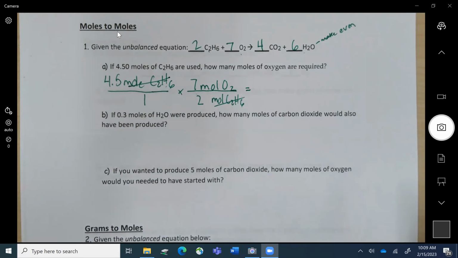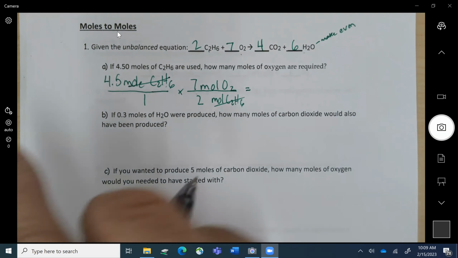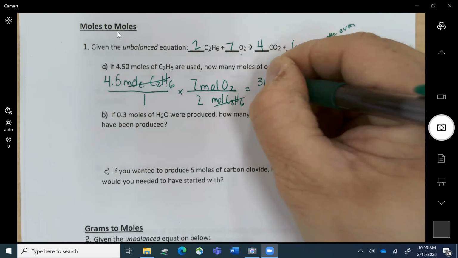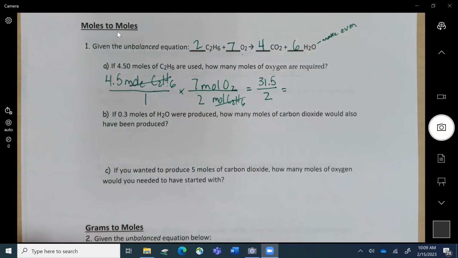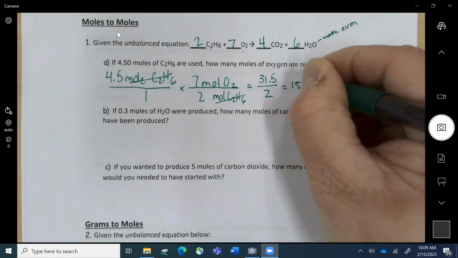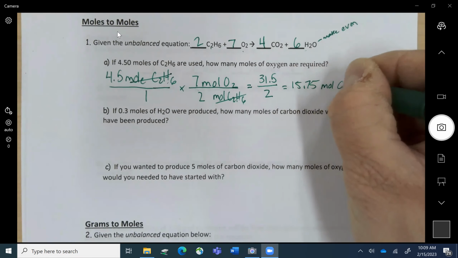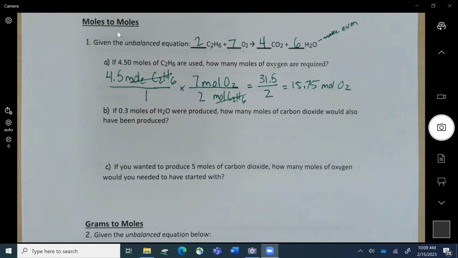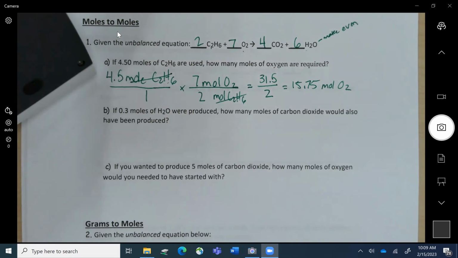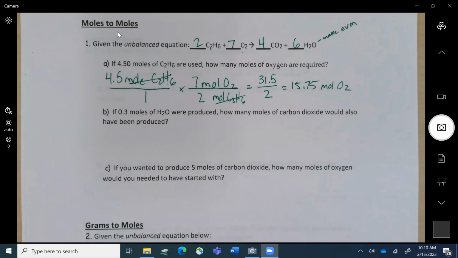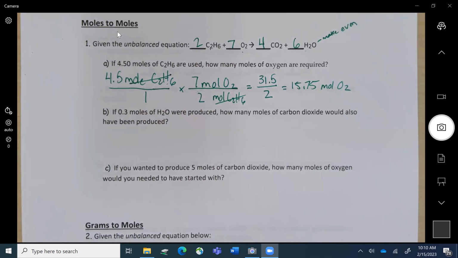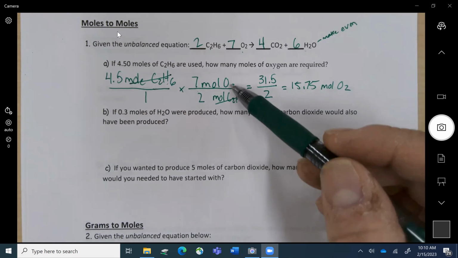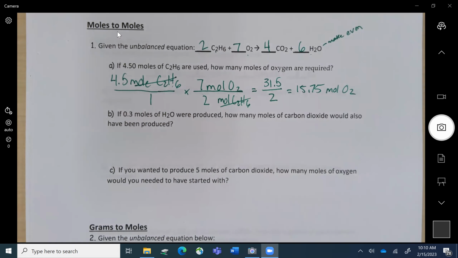31.5. Yep, so 31.5. Then divide that by 2 because 1 times 2 on the bottom here. So in order to do that reaction with that many moles of, I think it's ethane, you would need 15.75 moles of oxygen to do it. Does that make sense? Because we got our molar ratio or our conversion factor out of the chemical equation.